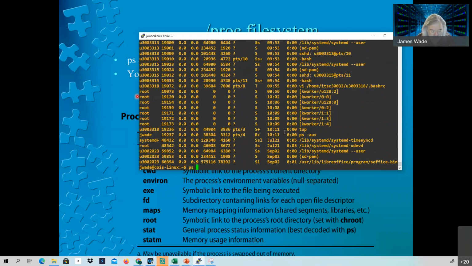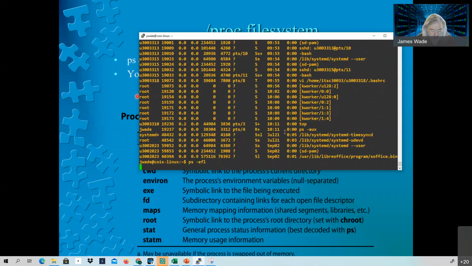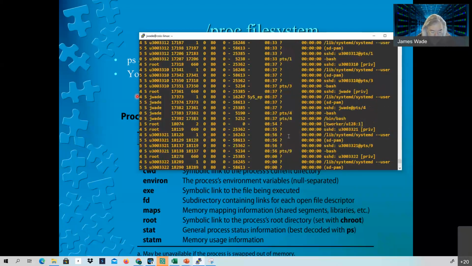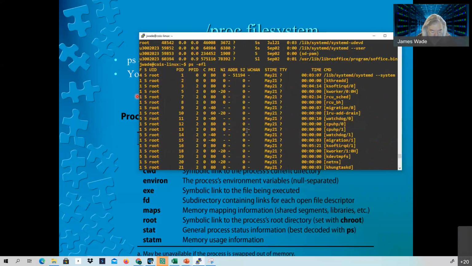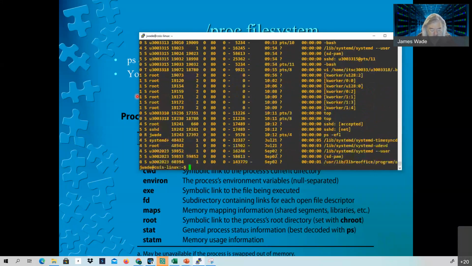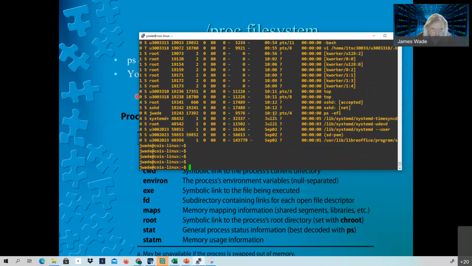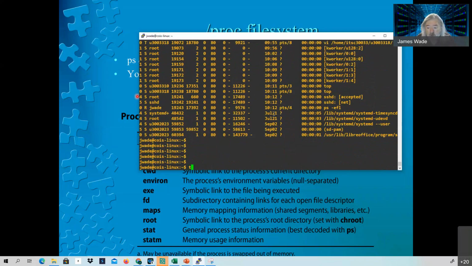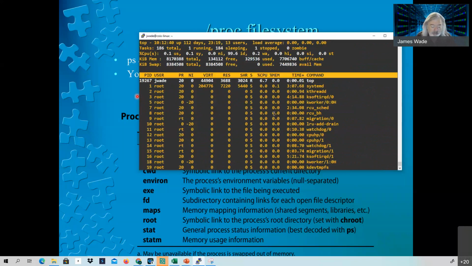Then we had the PS -efl. Here we go. Once again, slightly different format. Priority, it shows me the priority. Shows me the nice value. Shows me the command. But another one that we use quite often in the administration world is called top, T-O-P. Top just constantly runs all the time until you, watch this, Control C.